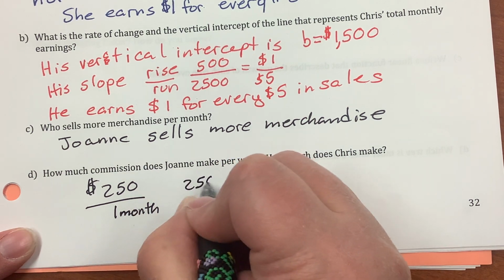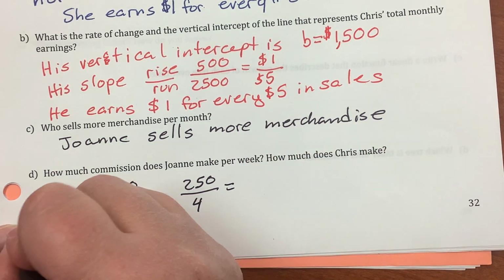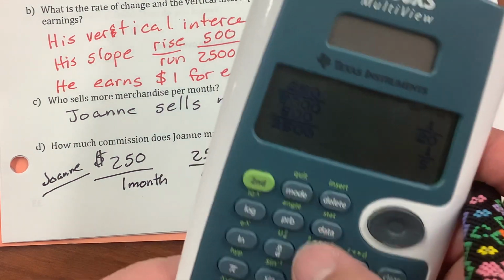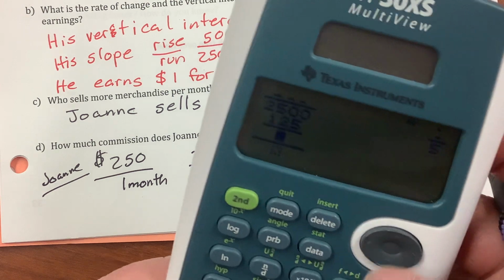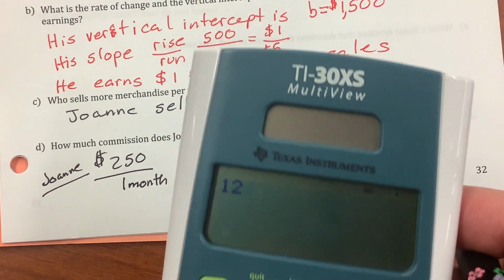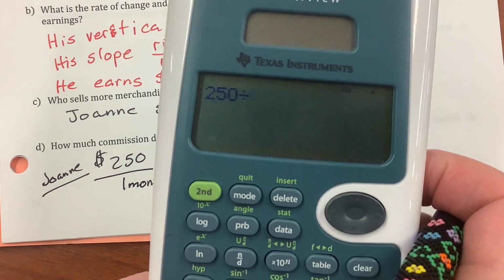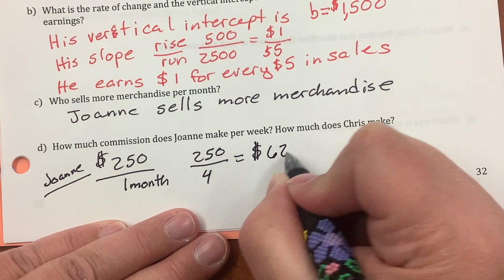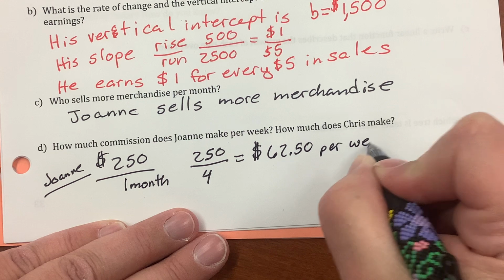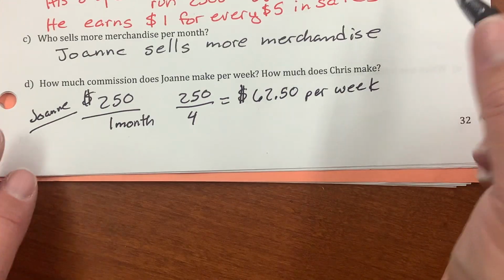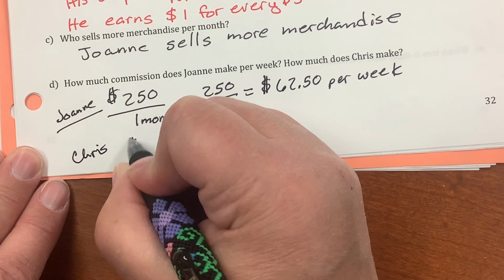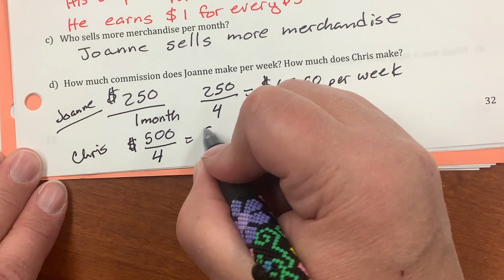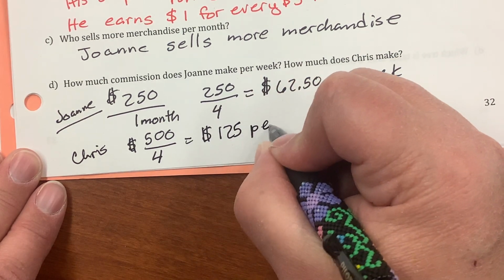So then you would have to do 250 divided by 4. This is going to be Joanne. I can't do math in my head, so 250 divided by 4 on the calculator. She makes $62.50 per week. And what does Chris make? Well, Chris got $500 in 1 month, so that's divided by 4. 500 divided by 4, he got $125 per week in commission.